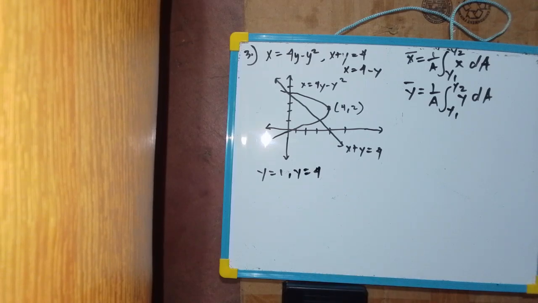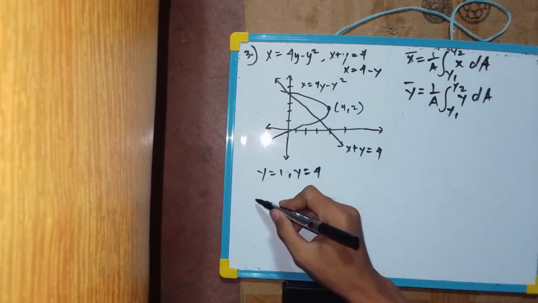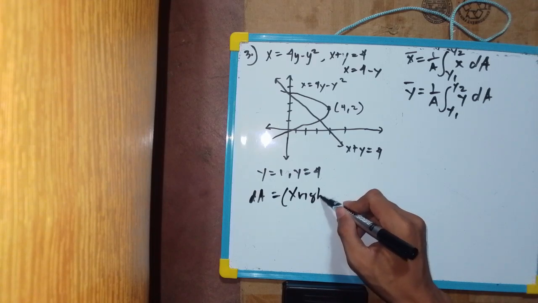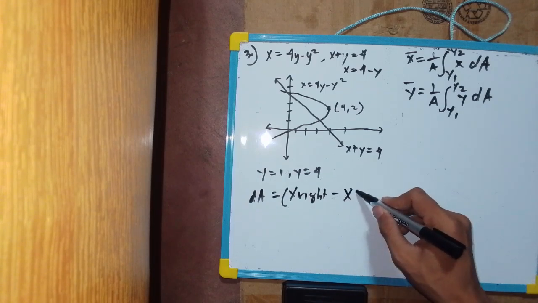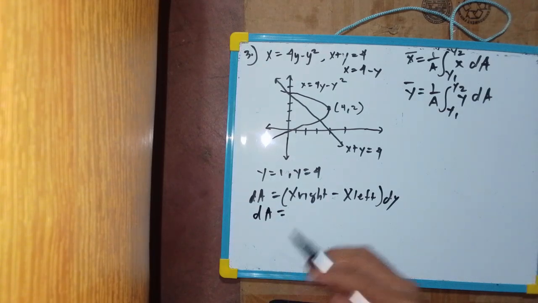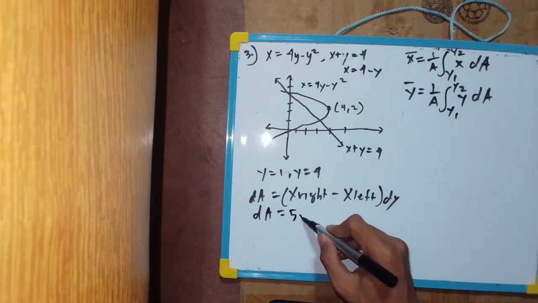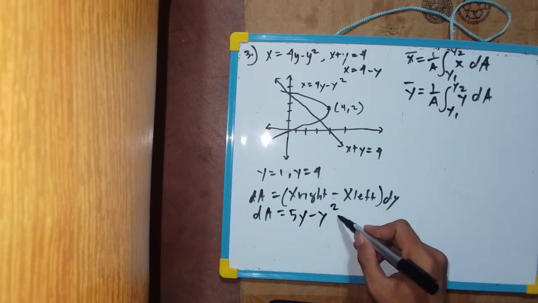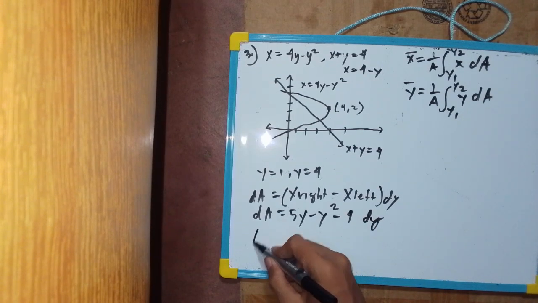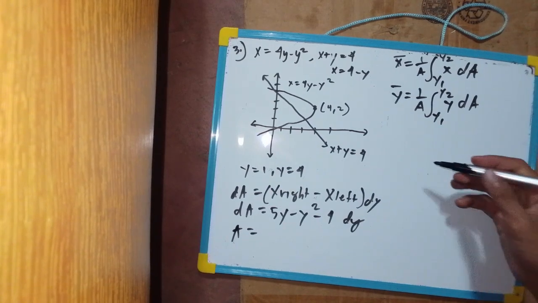Next is to find the area and its derivative. So dA is just equal to the right x minus the left x, dy. So our dA is just 5y minus y squared minus 4. And our area is the integral of this.